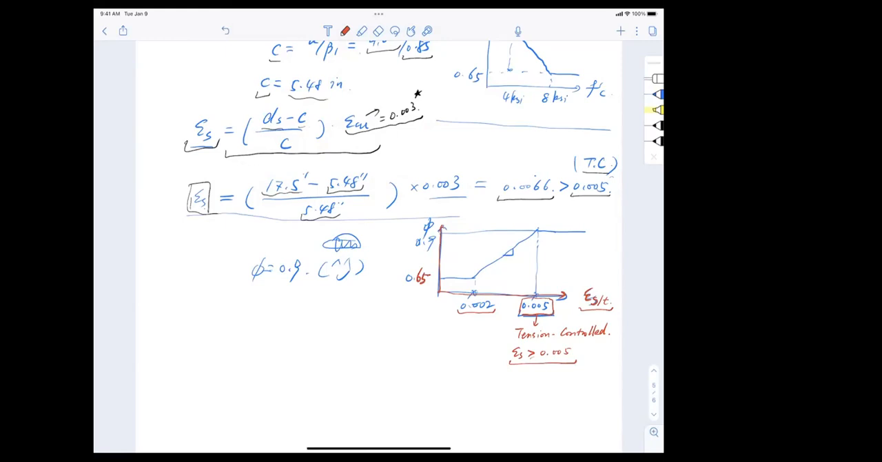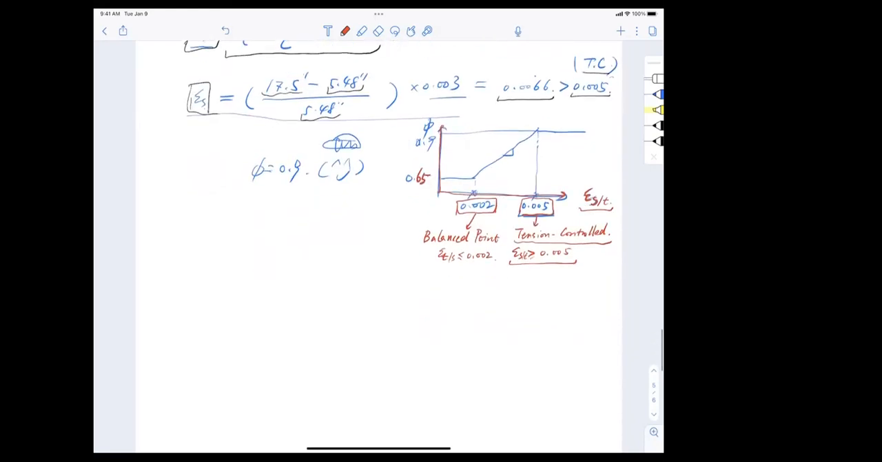That is the preferred case. Okay, so if you want to take a look at this, I can start dividing this into separate cases. If this is tension controlled, and actually this 0.002 here is also called the balanced point. So this is when epsilon t, or s, in this case s and t are the same, is smaller or equal to 0.002.